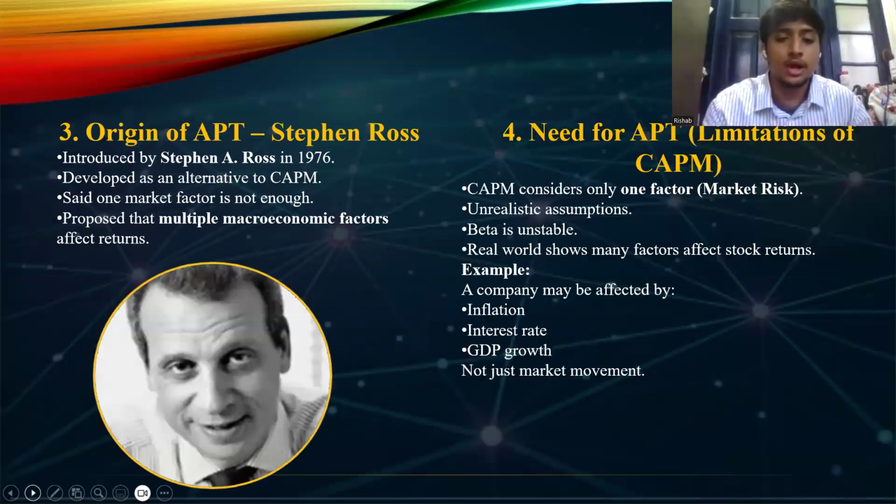So overall, APT provides a more flexible and realistic way of understanding asset pricing, considering multiple economic influences that rely on arbitrage to maintain market efficiency.